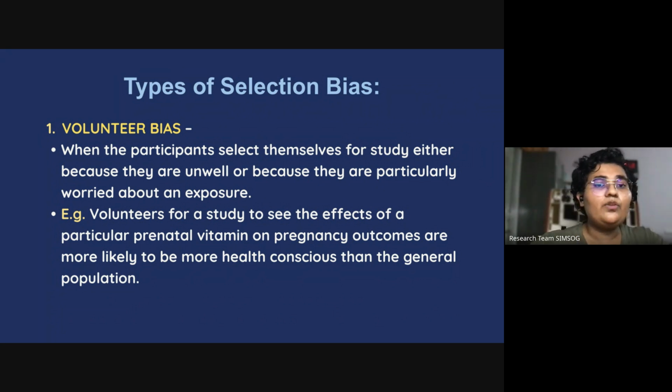For example, if I'm doing a study to look at the effects of a particular prenatal vitamin on pregnancy, volunteers for this study are more likely to be more health conscious because they want to know what the effects of this vitamin on my pregnancy outcome are. So the results can be skewed in one direction.